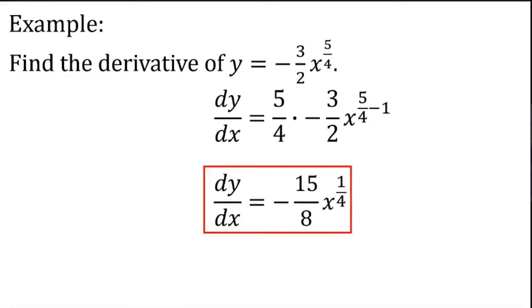If our given has the variable under a radical sign, you will do the same thing. The first thing that you have to do is to express the given in terms of rational exponents, and then you apply the rules. Okay?